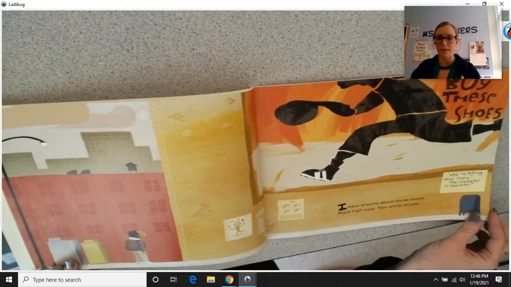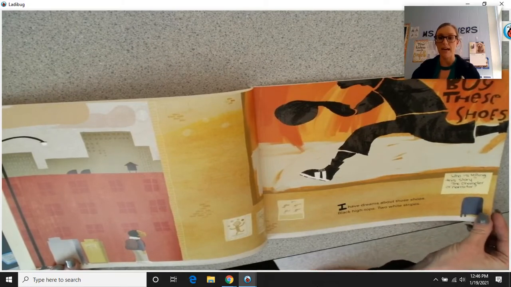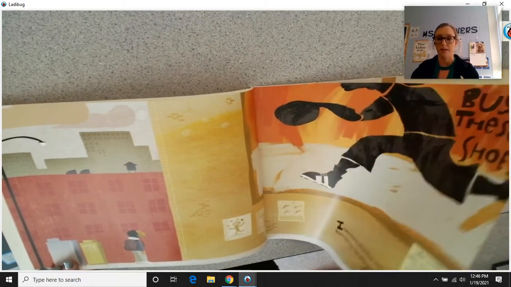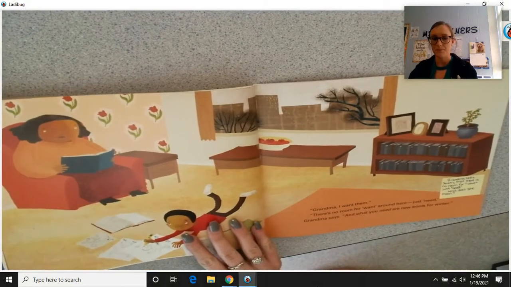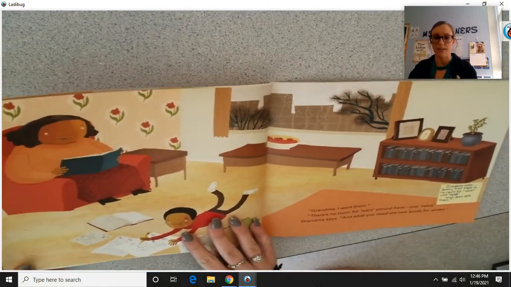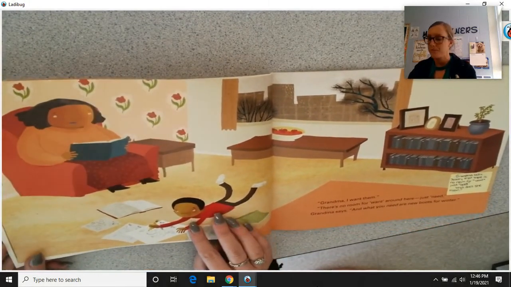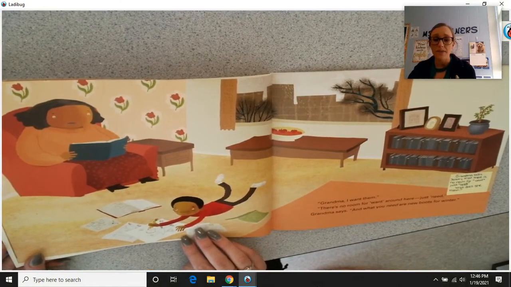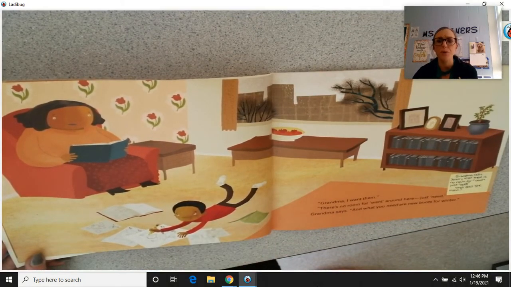Okay, so I have dreams about those shoes. Black high tops, 2 white stripes. Okay, again, paying very close attention to the illustrations. Grandma, I want them. There's no room for want around here. Just need, Grandma says. And what you need are new boots for winter.